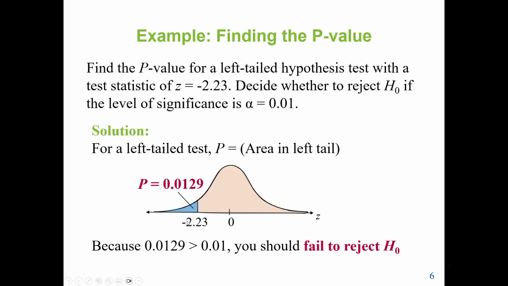Okay, so we went to the z-distribution table, the z-table, and we found that the corresponding z-value of negative 2.23 gives us 0.0129. Since 0.0129 is greater than 0.01, we say here you should fail to reject H0.